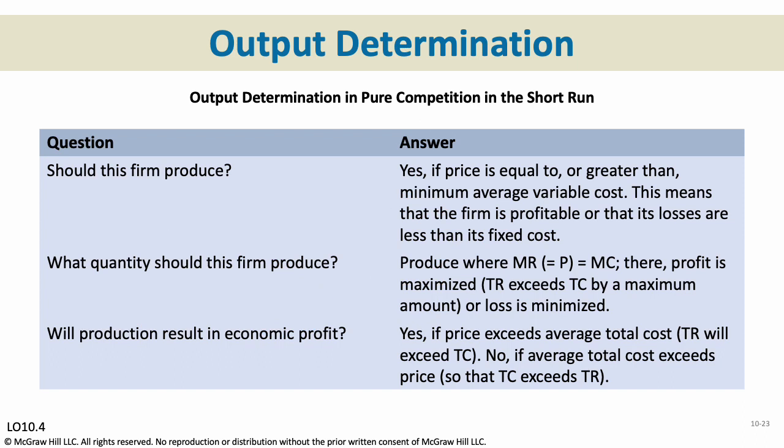So should a firm produce? Yes, if the price is equal to or greater than minimum average variable costs. This means that the firm is profitable or that its losses are less than fixed costs. And that's exactly what we just looked at.